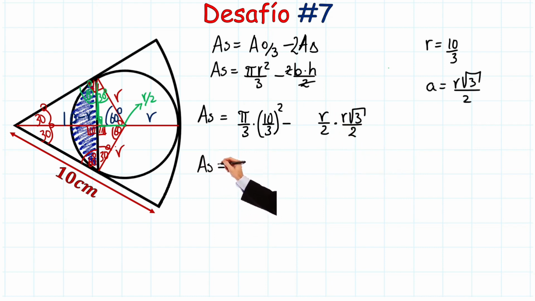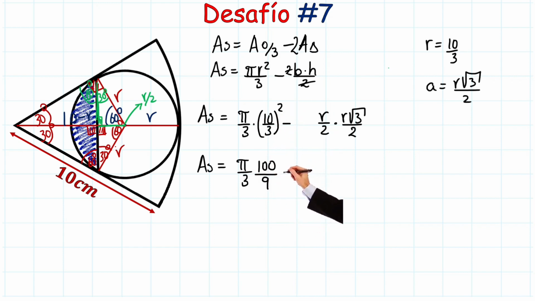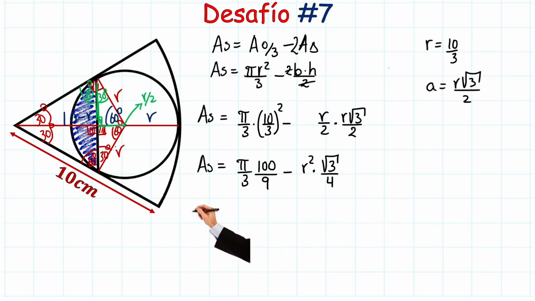So the shaded area will be equal to pi thirds, and 10 squared is 100, and 3 squared is 9. Very good. Except for here, what remains, we have r by r, which is r squared, multiplied by, notice, square root of 3 over 2 times 2, which gives me 4. Now that we have that, the shaded area will be equal to 100 pi over 3 times 9, which is 27.